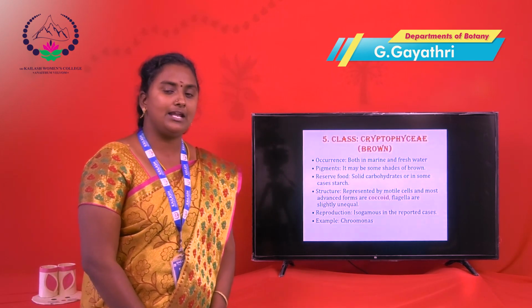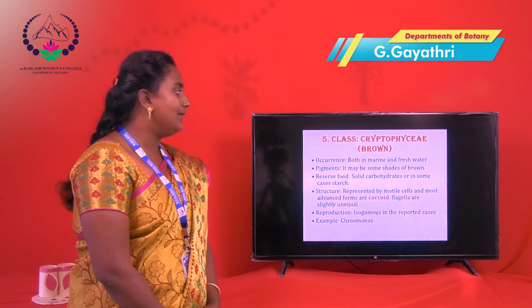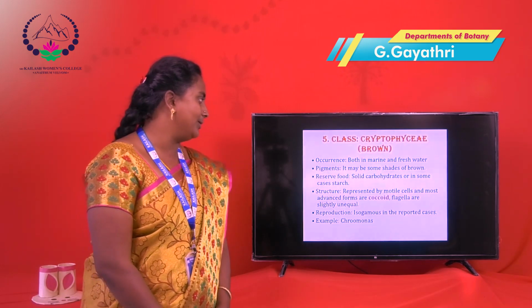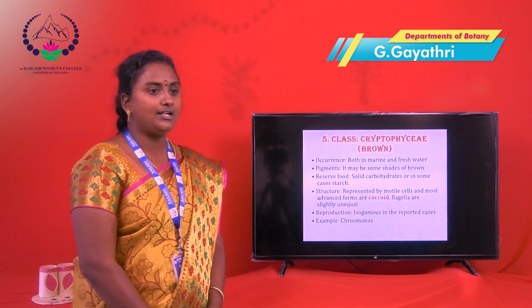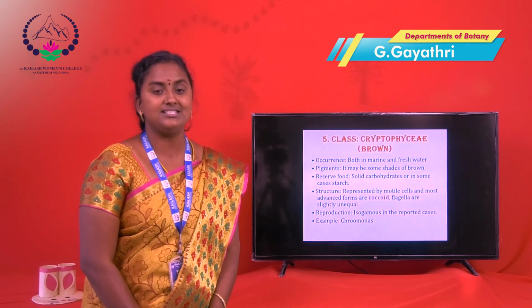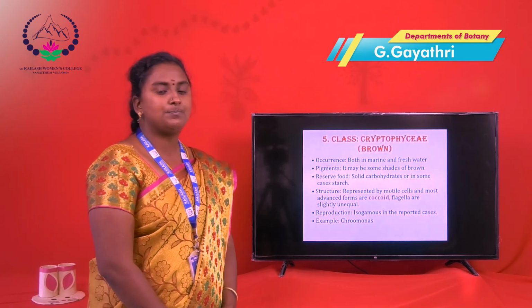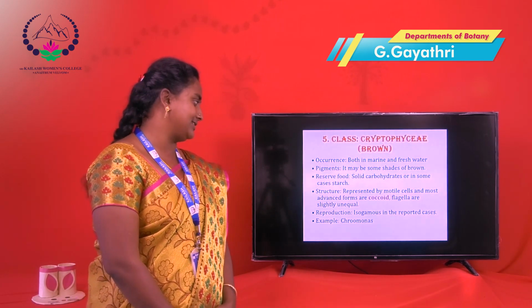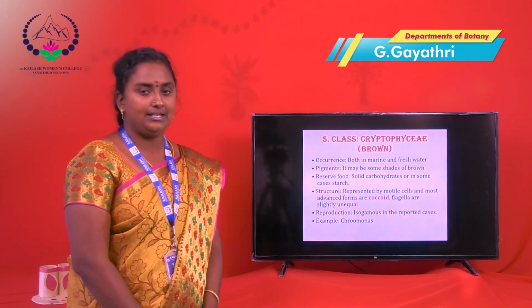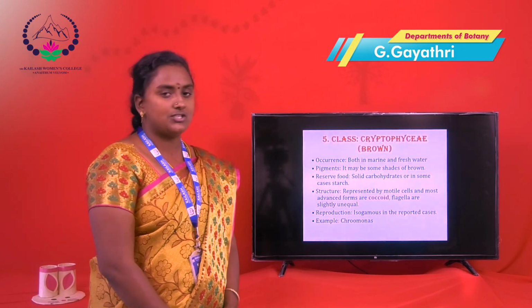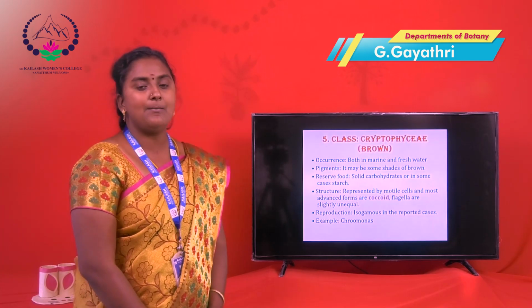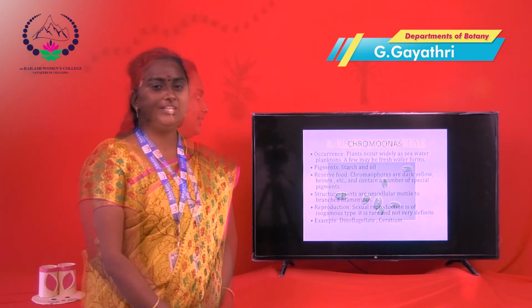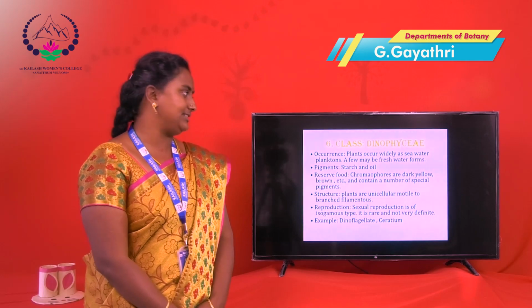The next class is Cryptophyceae. Occurrence: mostly marine but few are freshwater. The pigments are shades of brown. Reserve food material is solid carbohydrate and in some cases it's starch. Structure is a special structure, coccoid in form. The flagella are slightly unequal. Reproduction is isogamous in these cases. Example of this is Chroomonas.